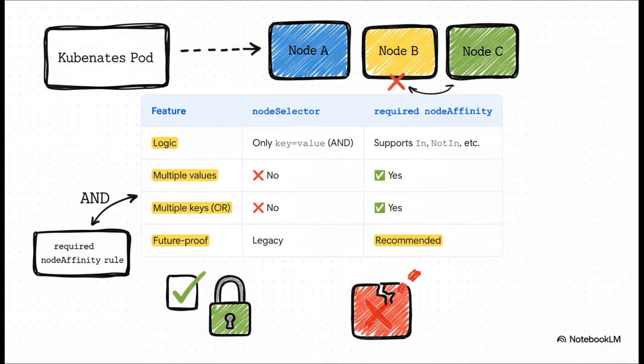Okay, so look at this. This chart tells the whole story. On the left, you've got the old node selector. It's fine. It's just simple key-value matching, but it's super rigid. Now look to the right at required node affinity. Suddenly you've got a whole language at your fingertips. You can use logical operators like In or NotIn, you can specify a whole list of values, and, this is a game changer, you can create OR conditions. This isn't just a small improvement, it's a whole new level of control.